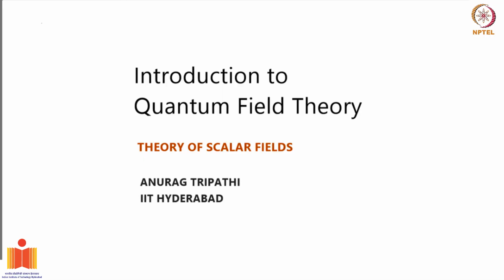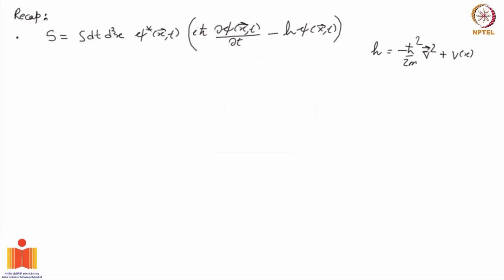Okay, let us start with a quick recap. Last time we were looking at this action, which is here. When you take this action and find the Euler-Lagrange equations of motion, you will get the Schrodinger equation. And the operator small h here is this operator.